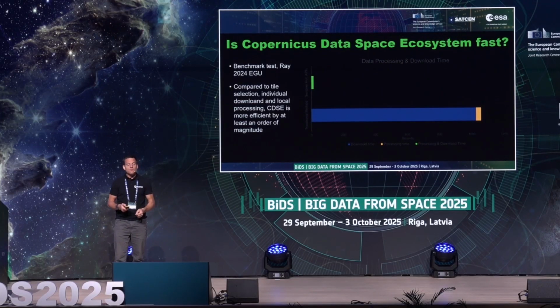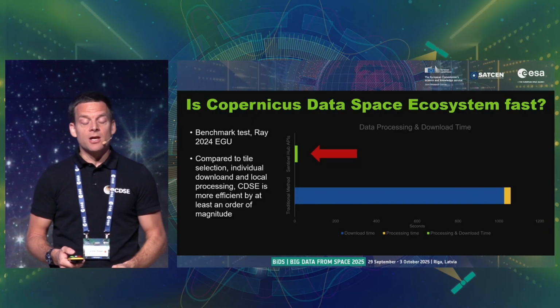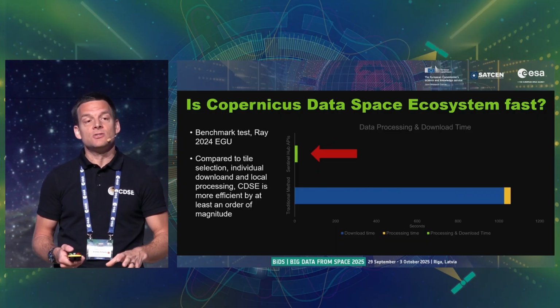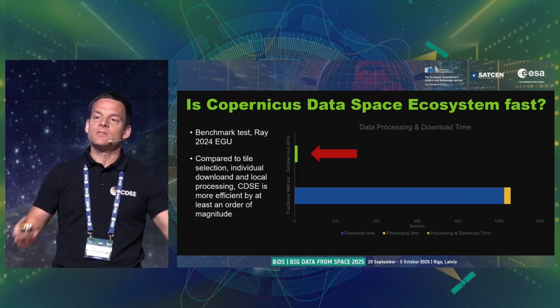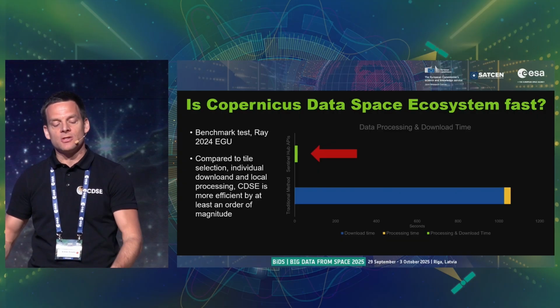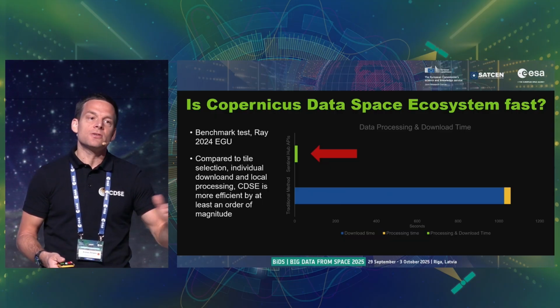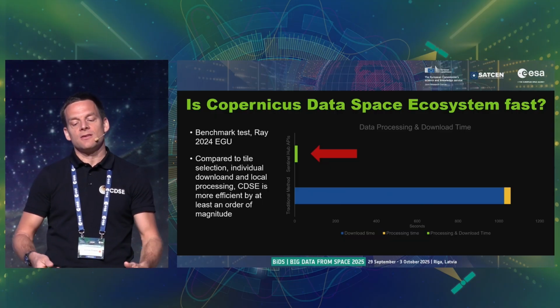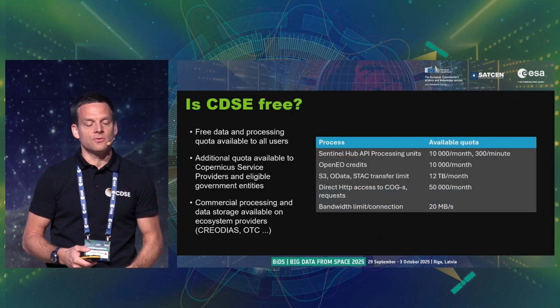And so, is it fast? Well, of course it's fast. It's a massive cloud processing platform. In most cases, it's a lot faster than downloading the data and processing it locally. We did a benchmark. It was published by my colleague William Ray at EGU last year, where we looked at a use case, harvest detection in a couple of agricultural fields, and it's at least 2 orders of magnitude faster than pulling the data down and processing it on your local computer.